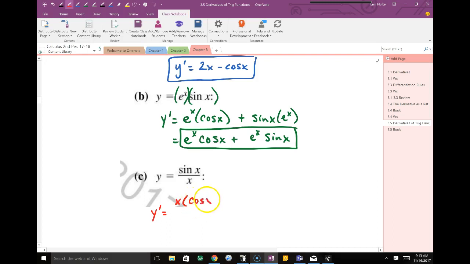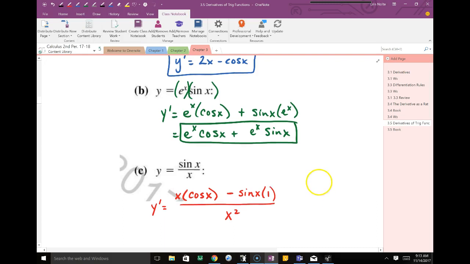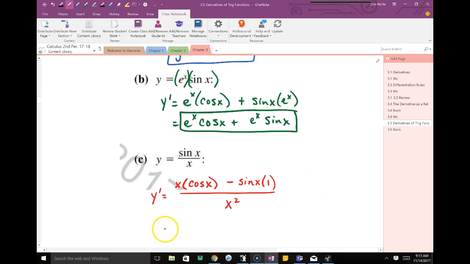Cosine of x. Minus the high. Wait, why'd you put cosine? Because derivative of the high. D ho minus, or what's the derivative of the ho? 1. All over the ho squared. High d ho. All over what? All over the ho squared. Just remember that. So this doesn't require much simplification. We could say x cosine of x minus the sine of x over x squared.